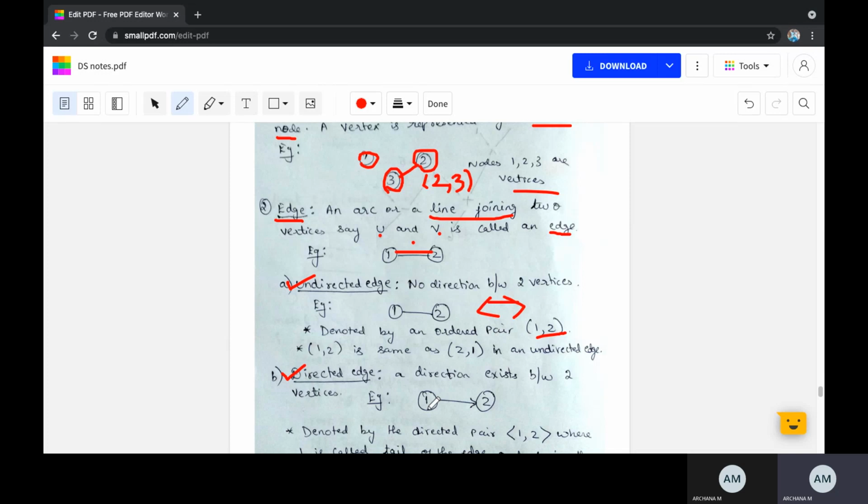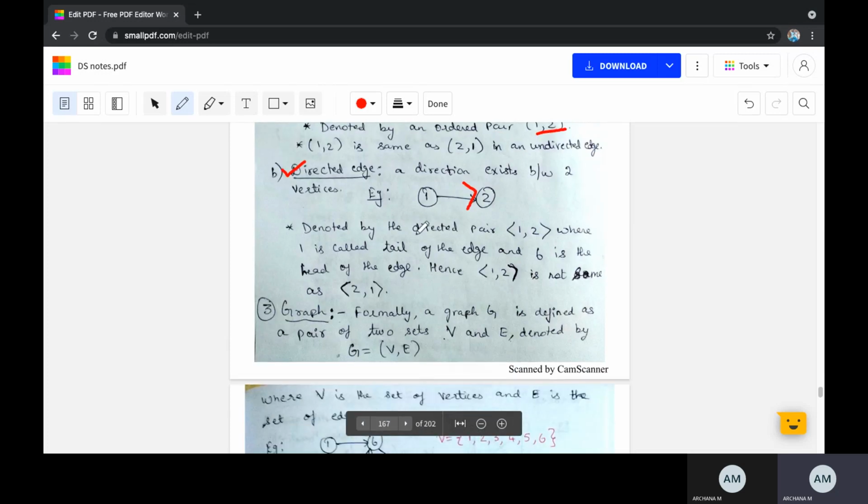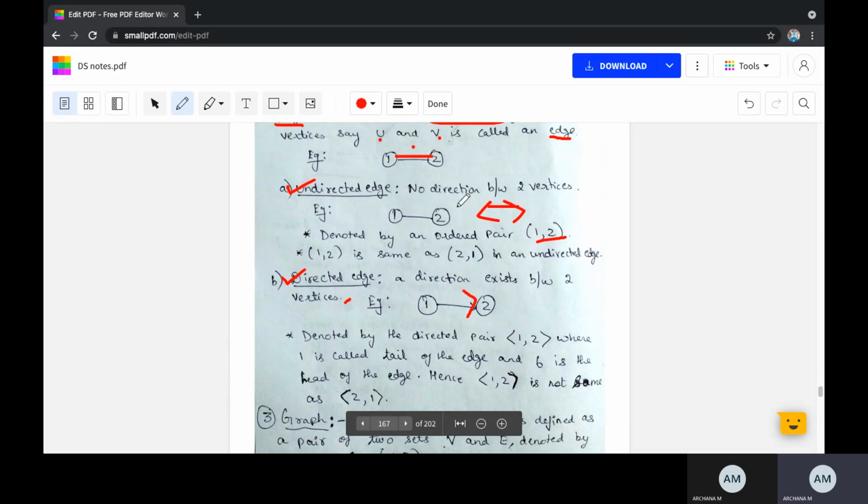And for example, if you have vertices and an edge that has an arrow mark like this, that is known as a directed edge. The direction exists between two vertices, that is, an arrow mark. For example, with 1 and 2, there is a direction from 1 to 2. In an undirected edge there is no direction, so 1 can go to 2 and 2 can go to 1. But when you have a direction, 1 can go to 2, but 2 cannot come back to 1. That is very important when you have directions.